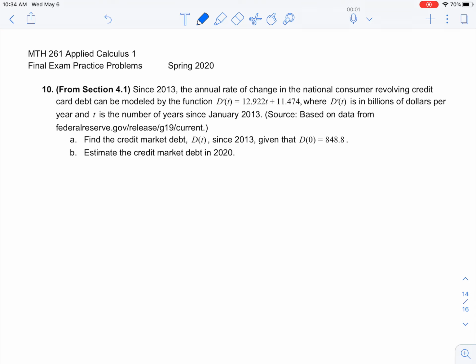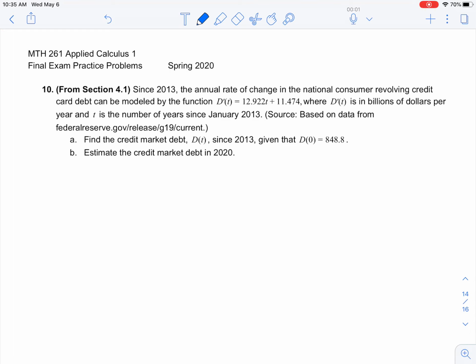So we're going to be given a derivative function. The national consumer revolving credit card debt can be modeled by the function d prime of t equals 12.922t plus 11.474, where d prime of t is in billions of dollars per year, and t is the number of years since January 2013. Source based on data from federalreserve.gov release.